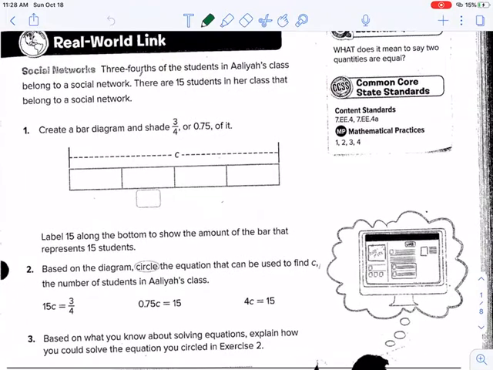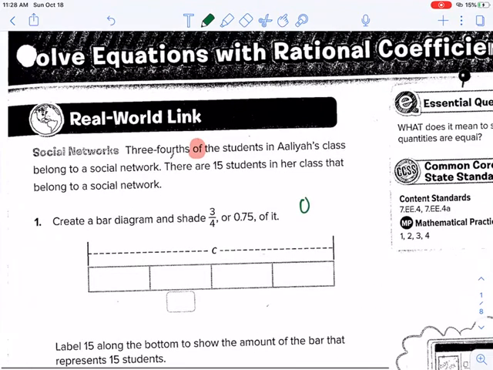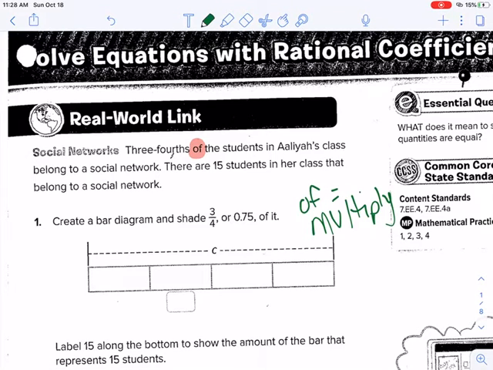So let's start with our real world link. 3/4 of the students in Aaliyah's class belong to a social network. There are 15 students in her class that belong to a social network. Now I want to point out the word of. All right, of means to multiply. So that's a key word that you'll see a lot, and you should be multiplying when you see that. So 3/4 or 75/100 is the decimal form of 3/4.